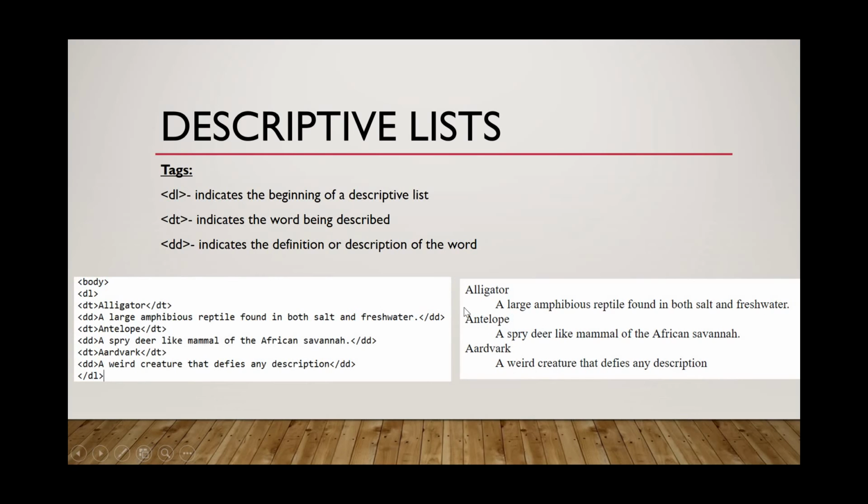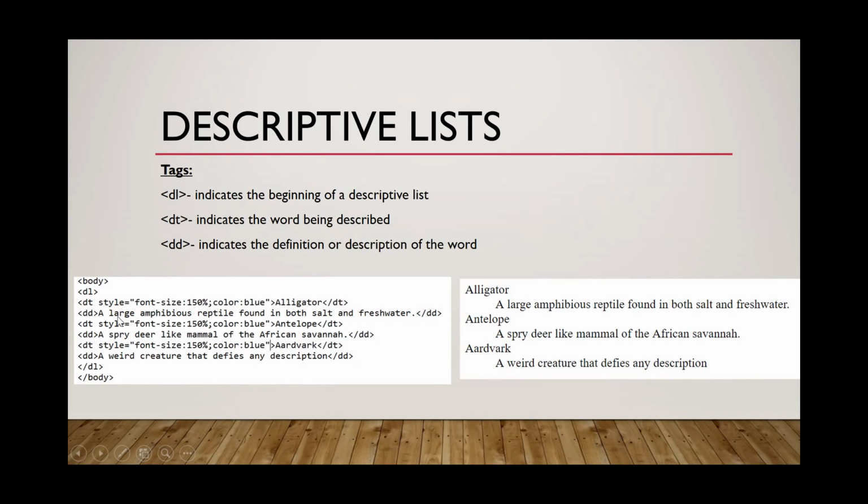And then this is kind of not clear what's going on here. What if we wanted to make it a little more clear, and we want to change this font type here and make it a little bigger, maybe a different color too, to indicate that this is the word we're describing, and then this is the description. So if we change the style of the descriptive term, as you can see, we did font size 150%. We did the color blue. This is actually going to change this individual term.